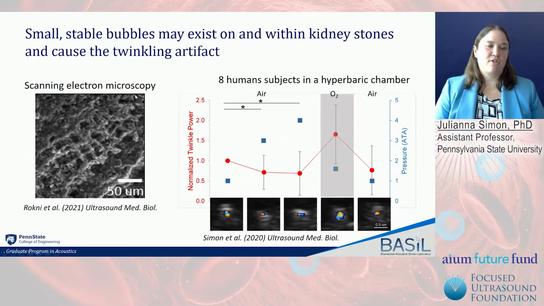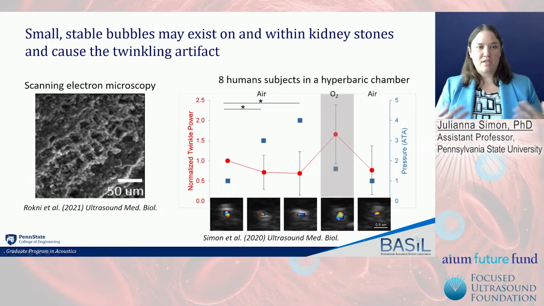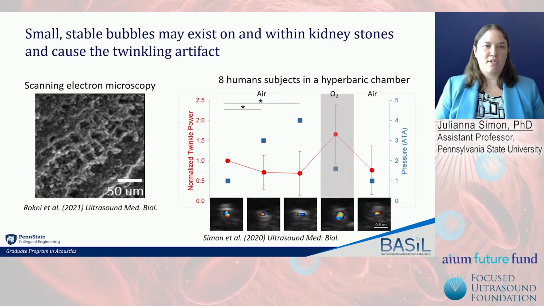If we look at a scanning electron microscopy image of a kidney stone, we see that there are very rough surfaces. And going back to Dr. Apfel's paper, surface tension will stabilize bubbles within these crevices such that when you change the pressure, you can change the concavity of the bubble, but there are still bubbles present and stabilized on the surface. This was verified when we imaged 8 human subjects in a hyperbaric chamber. What we found was that twinkling decreased when the pressure increased. Pressure is in blue, twinkling in red. And even more interesting, when we went to a different gas composition, oxygen, we found that twinkling significantly increased before returning at atmosphere.